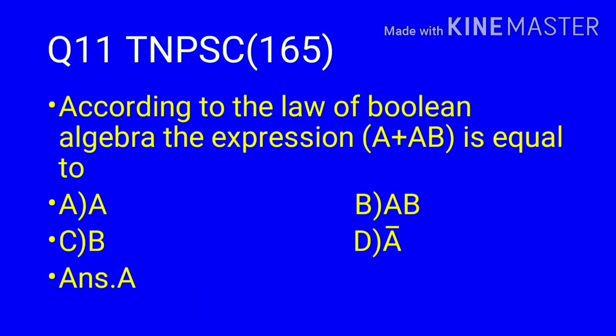Question 11. According to the law of Boolean algebra, the expression a plus ab is equal to: A, a; B, ab; C, b; D, a bar. We know that from the Boolean expression a plus ab is equal to a, therefore a is the correct answer.